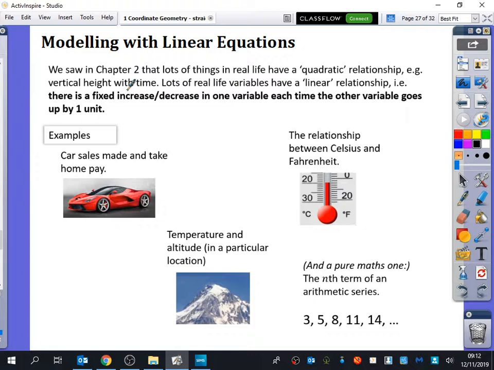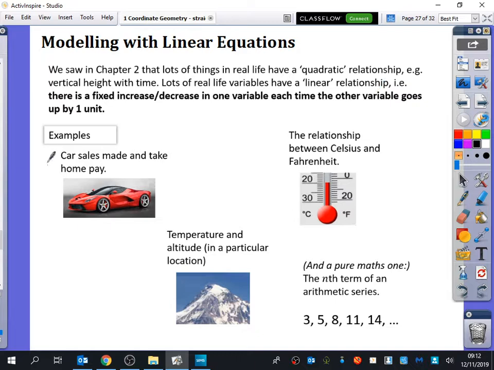But actually, lots of real life variables have a linear relationship. What that means is there is a fixed increase or decrease in one variable each time the other variable goes up by 1 unit. So loads and loads of things in life have a linear relationship. It means that as one thing goes up a constant amount, the other thing also goes up a constant amount. So I've just got a few examples.